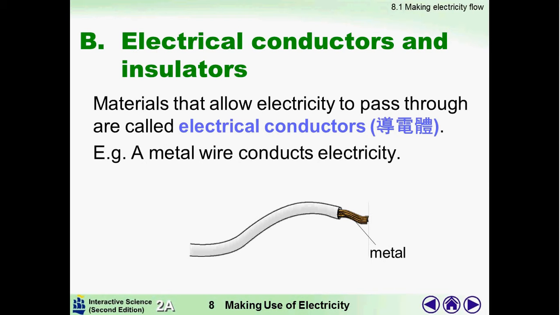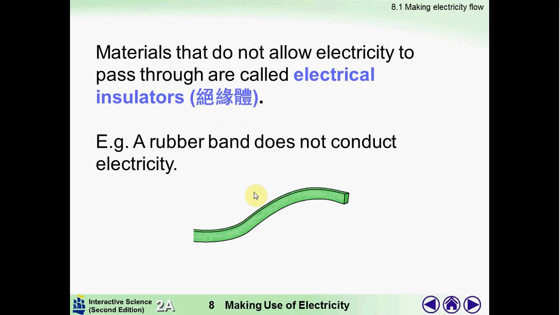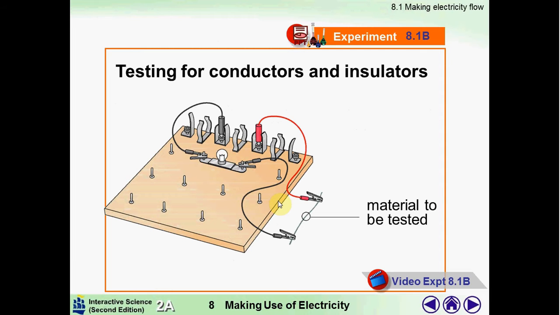Now, let's learn the concept of electrical conductors and insulators. Some materials that allow electricity to pass through are called electrical conductors. For example, like a metal wire. And the materials that do not allow electricity to pass through, we call electrical insulators. For example, like a rubber band. Now, let's see how we can test for conductors and insulators.